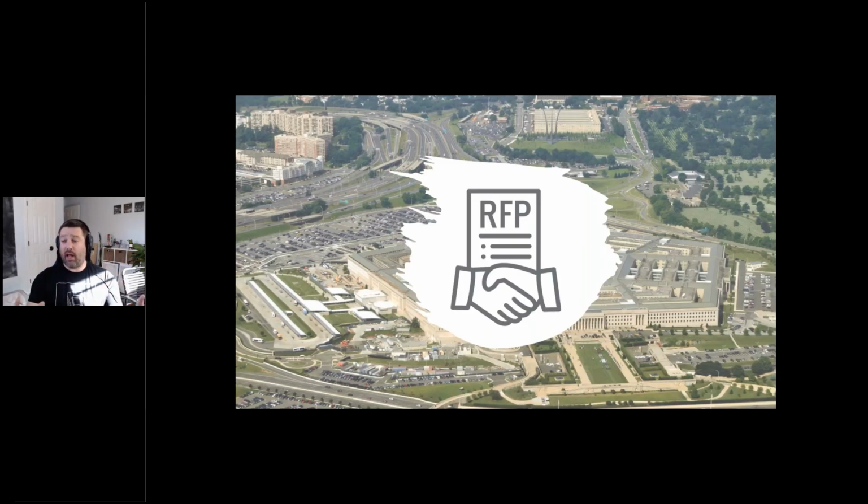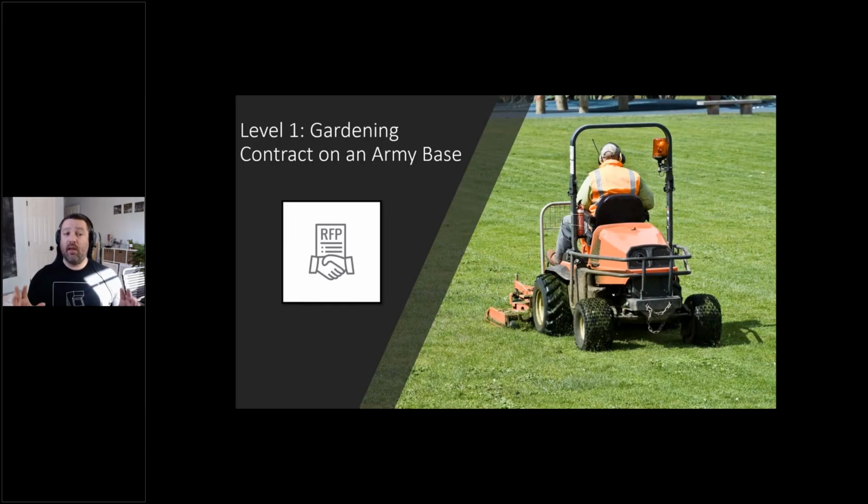So what this will look like in practice is the following. The Department of Defense will issue any number of RFPs in a given year. All of those RFPs will now have a level associated with them. That level will be determined by the Department of Defense themselves. They will be assigning a level based on the complexity of the contract and based on the complexity of the CUI and FCI that will be part of that contract. Now, a level 1 contract may be something that we would consider fairly simple. It might be a gardening contract for U.S. Army supply or U.S. Army base.